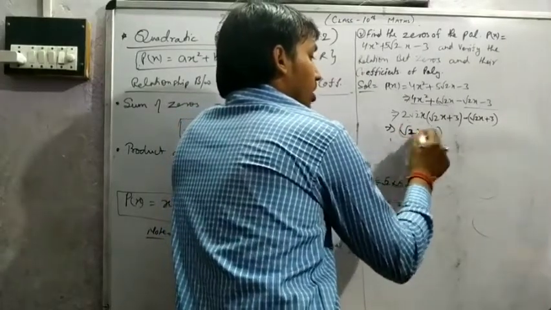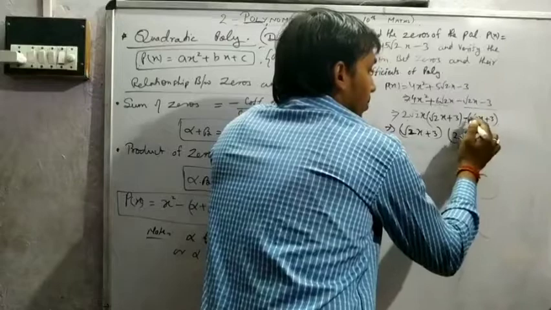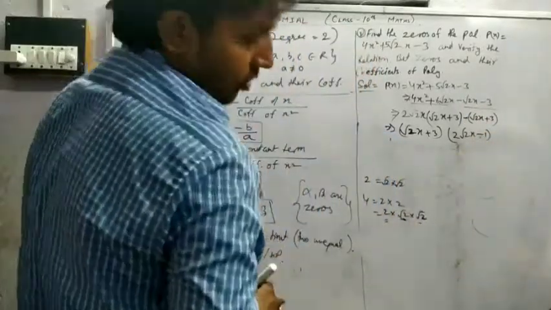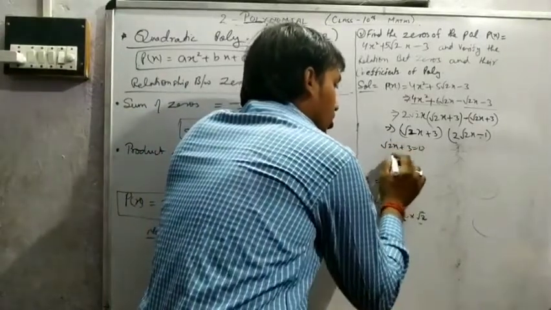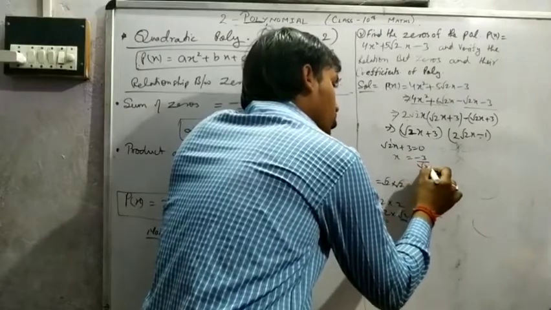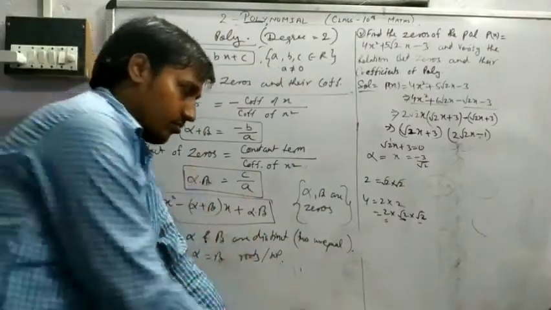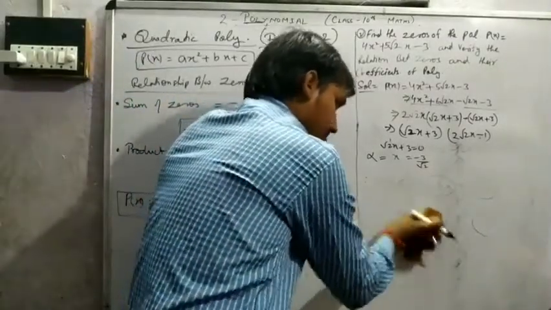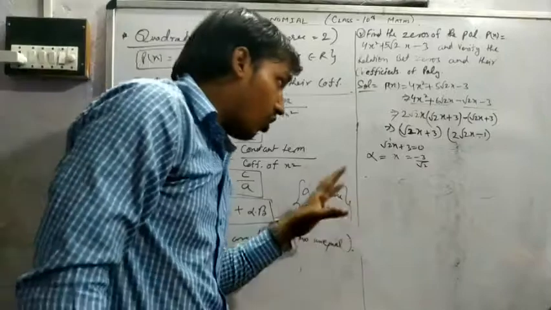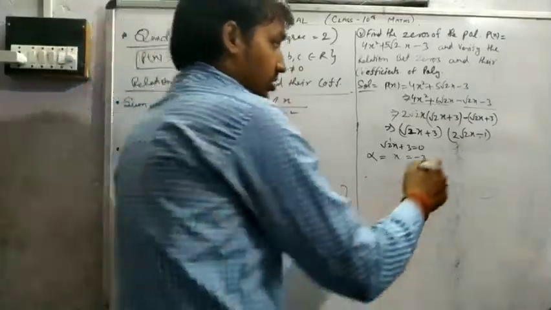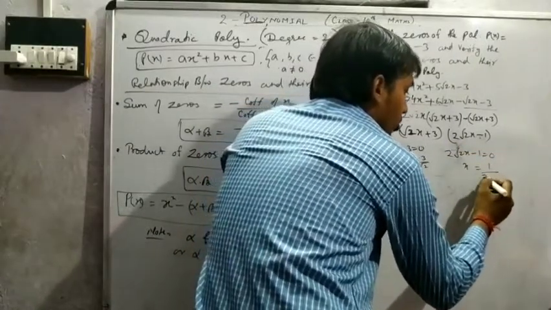Root 2x plus 3 is common from both the terms, then remain 2 root 2x minus 1. So if root 2x plus 3 equals 0, then x equals minus 3 upon root 2. That is the alpha, the first zero. This is not only for the solution of the question; this is understanding how we solve it. Then 2 root 2x minus 1 equals 0, so x is equal to 1 upon 2 root 2.